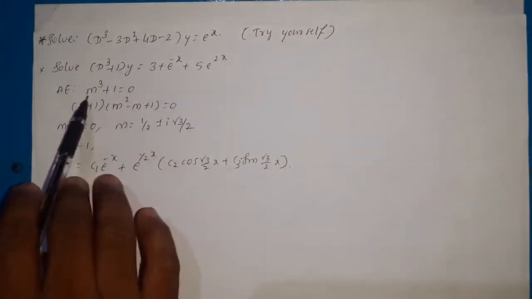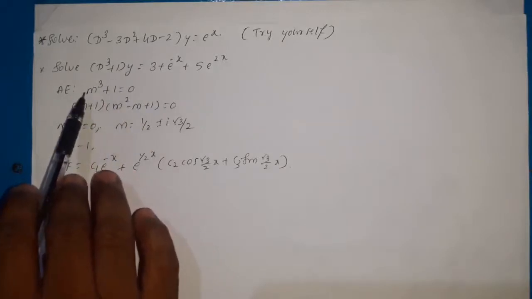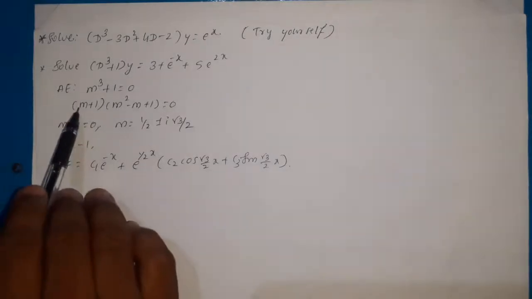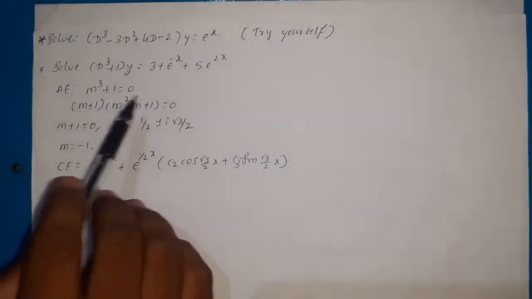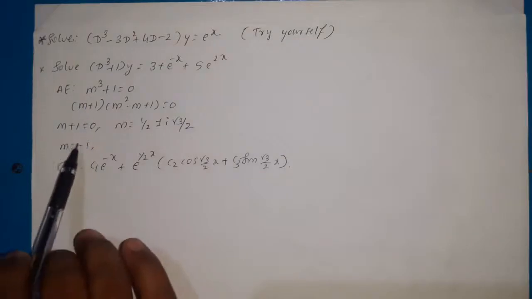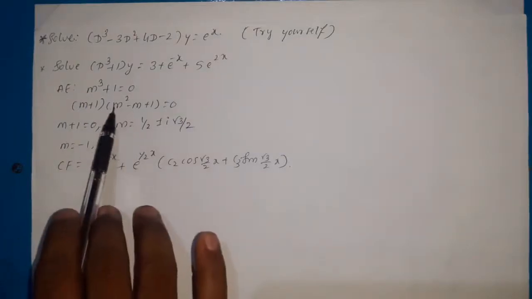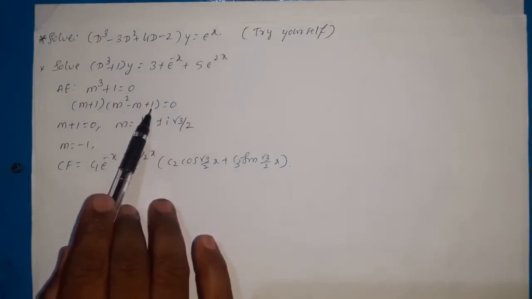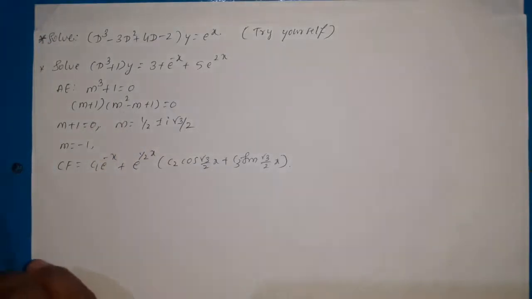The auxiliary equation is m³ + 1 = 0, which is of the form a³ + b³, and you already know that a³ + b³ = (a + b)(a² − ab + b²) = 0. Here we have two factors, one is m + 1 and the remaining is m² − m + 1 = 0. For the first factor, −1 is the root, and for the second one, m² − m + 1, which is in quadratic form, we apply the formula (−b ± √(b² − 4ac))/2a.